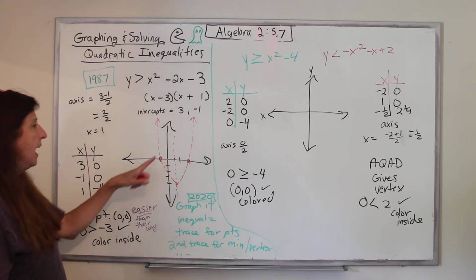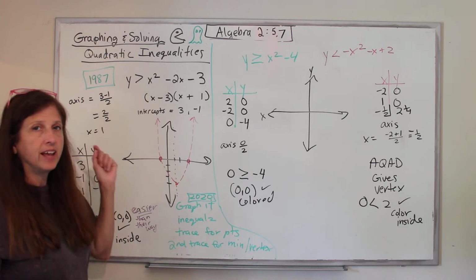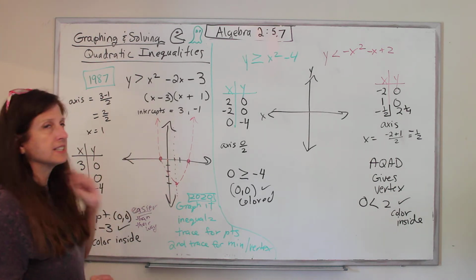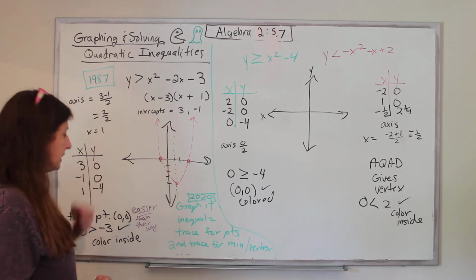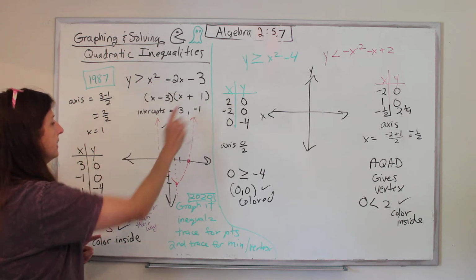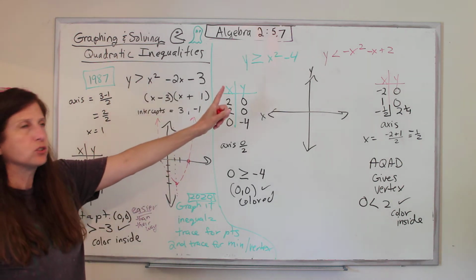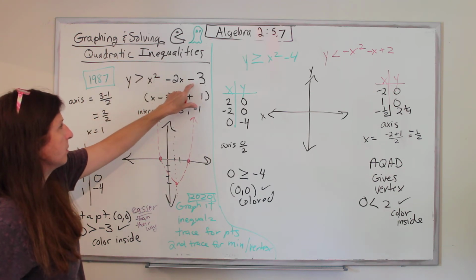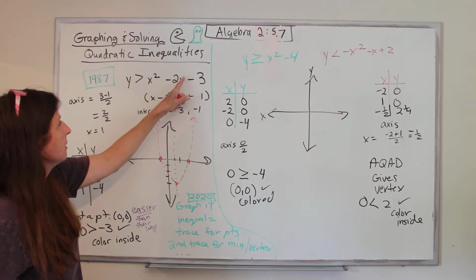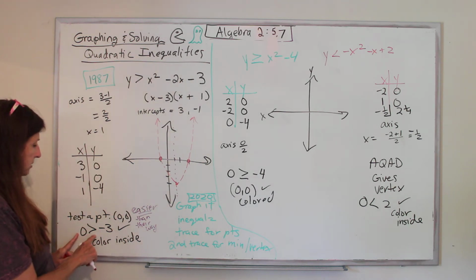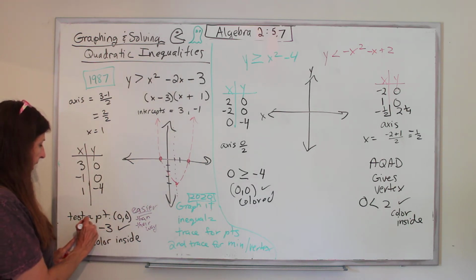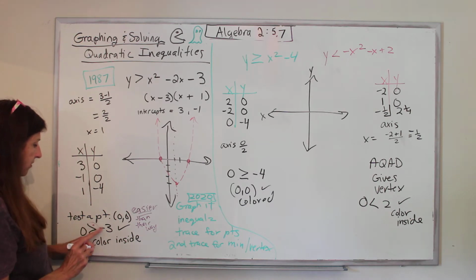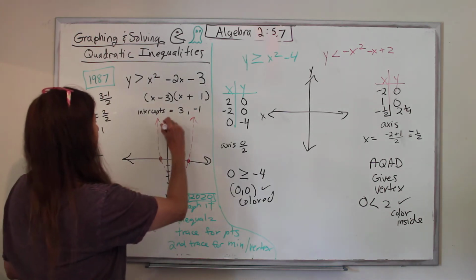Okay, next, I need to decide, do I color the inside or the outside? Well, the origin is clearly on the inside, so I use it as a test point. And I see if I fill in 0, 0, does this make a true sentence? 0 is greater than 0 squared minus 2 times 0 minus 3. All those become 0, and you get 0 is greater than negative 3. And yes, 0 is greater than negative 3, so I color the inside.